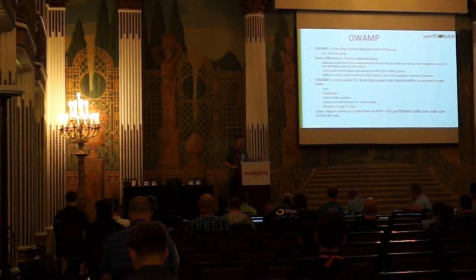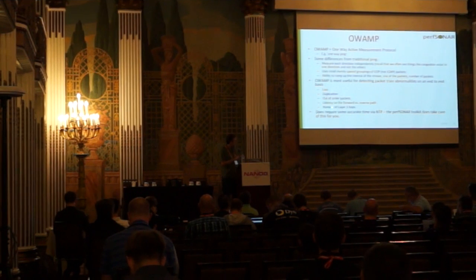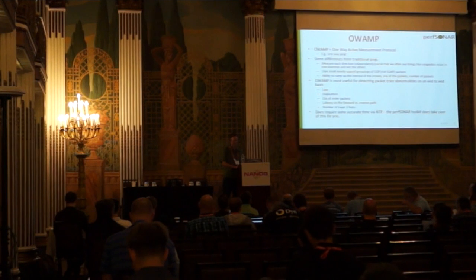Okay, so the OWAMP tool, which I've mentioned a lot, stands for One-Way Active Measurement Protocol. It's like ping on steroids, I guess, that captures all this information: loss, duplication, out-of-order packets, latency in both directions, number of layer 3 hops, etc. Now, OWAMP doesn't work at all unless your hosts are synced with NTP, and it checks. It figures out if you're in sync. So you have to make sure that your clocks are in sync. Otherwise, it doesn't work.